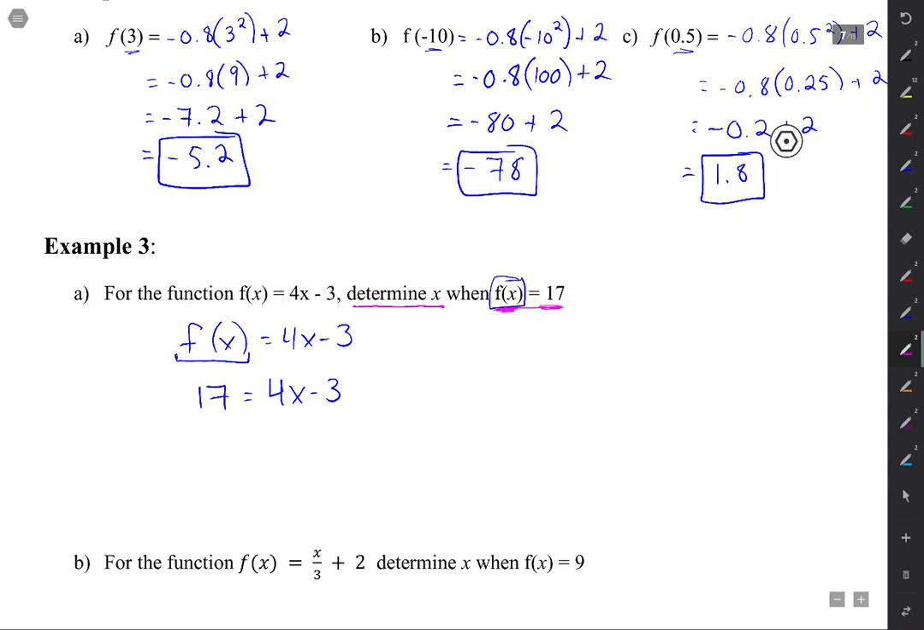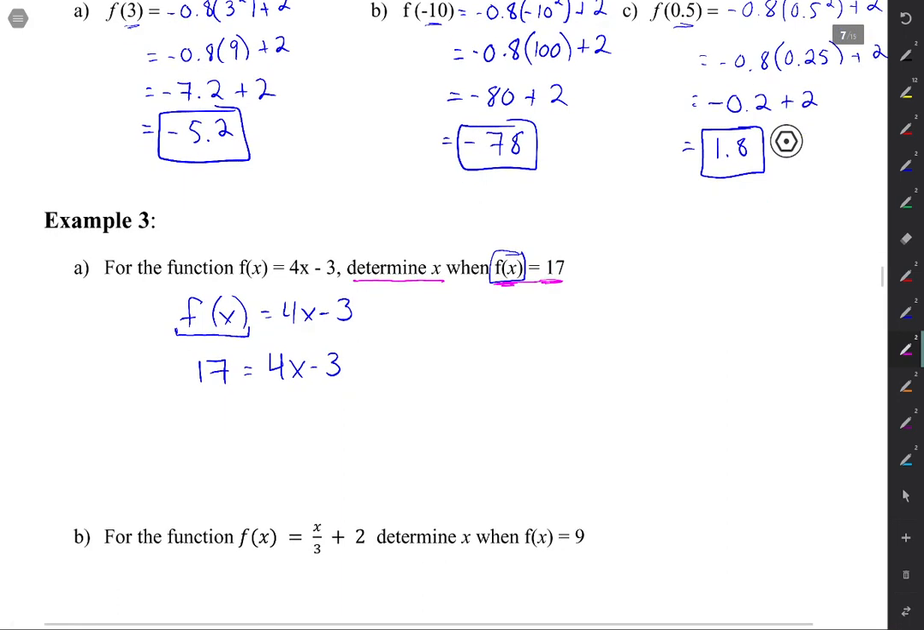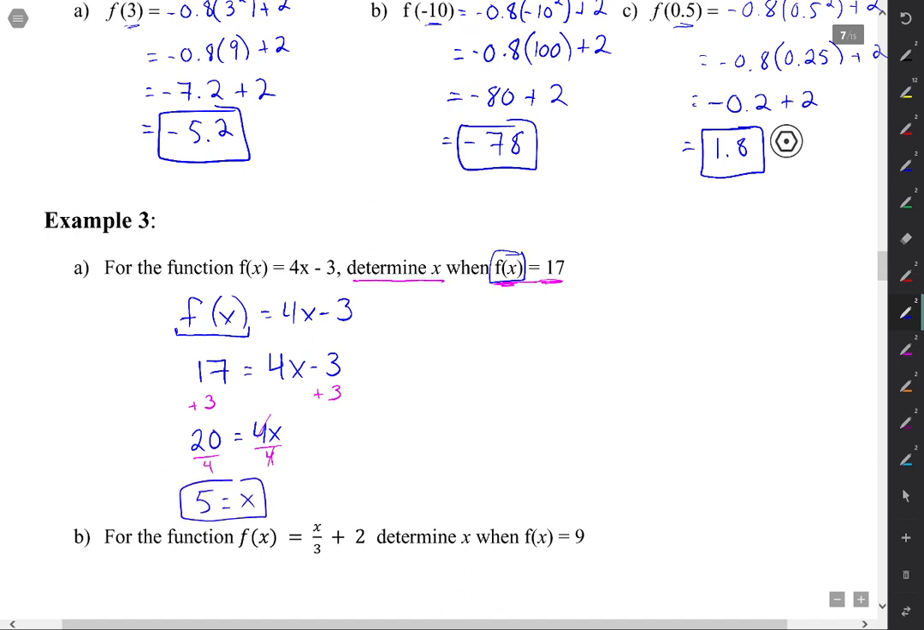And now we're going to solve for x. So I'm going to isolate x, and this goes back to grade 9 when we have to get x all by itself. So I'm going to add 3 to both sides of the equal sign first. So we're going to have 20 is equal to 4x. And then finally, we're going to divide by 4 on both sides of the equal sign to cancel that 4 out and get that x all by itself. So we're going to have 5 is equal to x. And that there is the final answer.